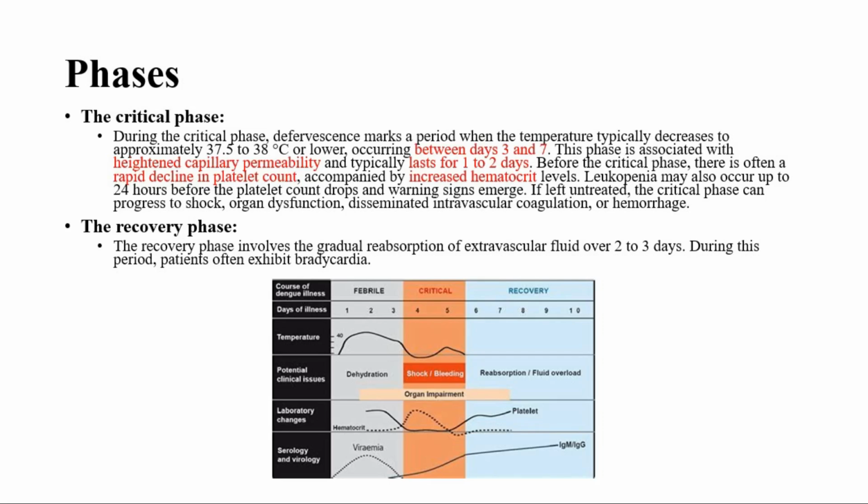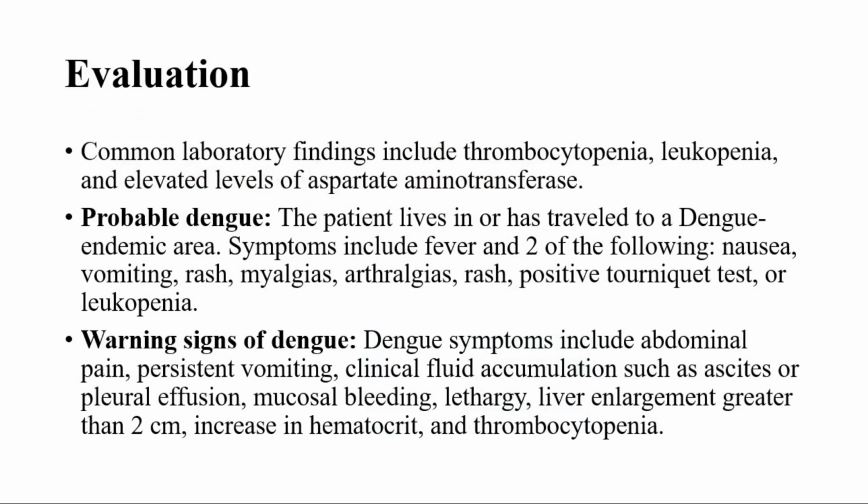The recovery phase involves the gradual reabsorption of extravascular fluid over 2 to 3 days. During this period, patients often exhibit bradycardia. For investigations, common laboratory findings include thrombocytopenia, leukopenia, and elevated levels of aspartate aminotransferase. Dengue can be classified into dengue or severe dengue, or dengue shock syndrome.